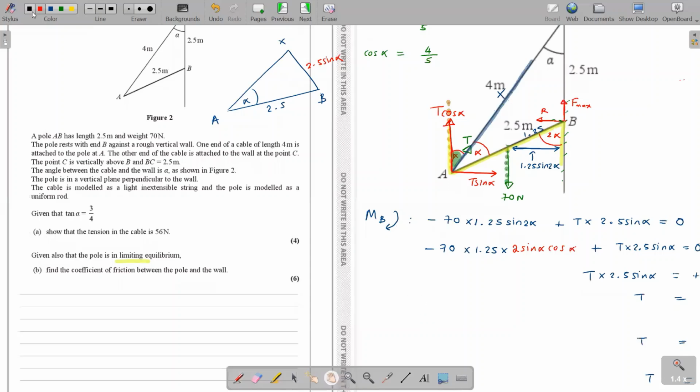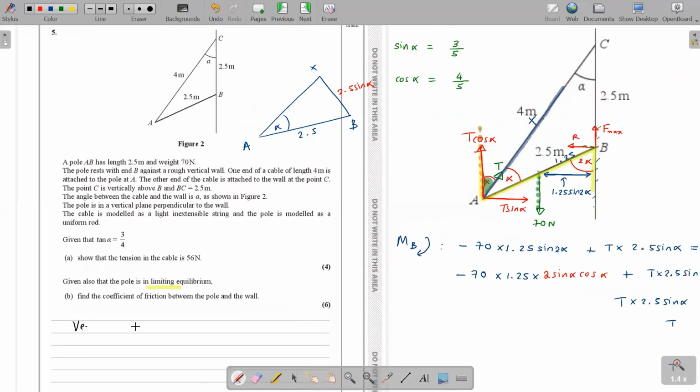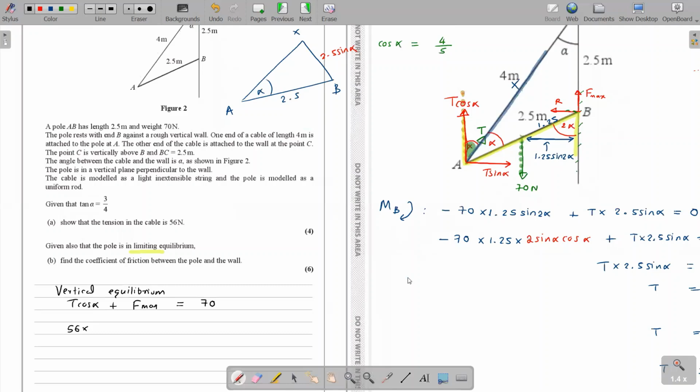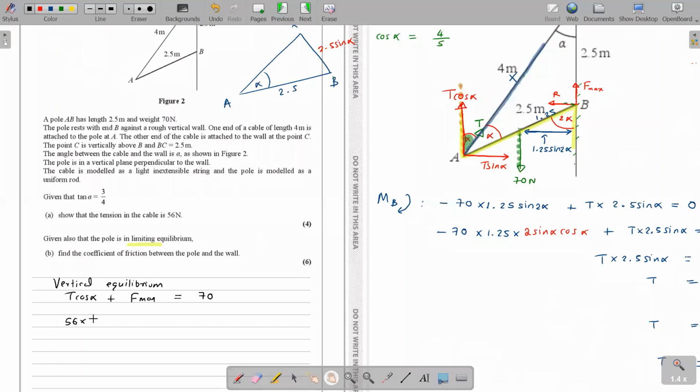So when I use vertical equilibrium here, what do I get? T cos alpha plus the maximum friction is equal to 70 newtons. We know the T value is 56, right? Cos alpha was found to be 4/5. So T cos alpha plus friction, F max is mu R, equals 70. So actually the mu and R values are what I need to find.